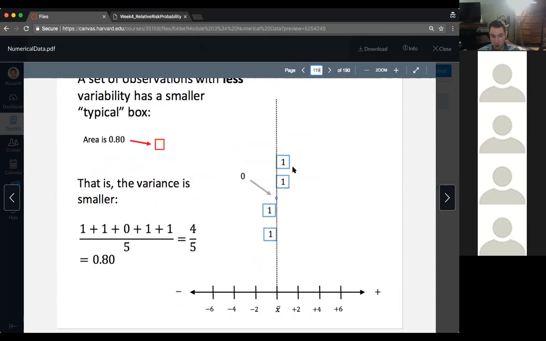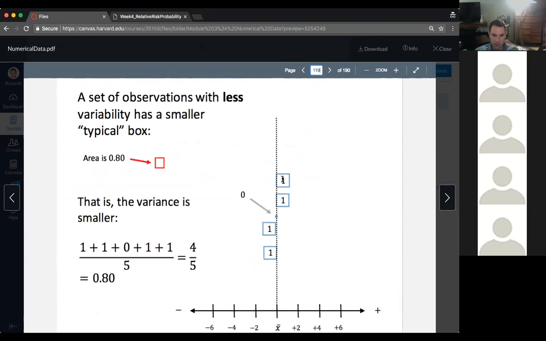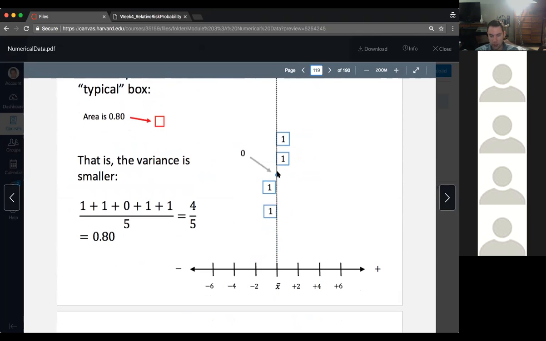So this is a smaller variance, as you can see, than in this previous example. And that makes sense because these are closer to the mean, to the central point. So we expect the variance to be smaller than the last example where there was a much larger variance because the points are further away from the central point.